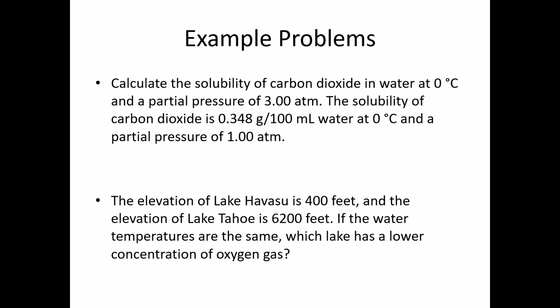Alright, so if Lake Tahoe is much higher in altitude, it's going to have lower pressure compared to Lake Havasu, which is going to have a higher pressure, being closer to sea level. We can determine what we know about the concentration of oxygen gas based on those pressures. Alright, since Lake Tahoe has a lower pressure, it's going to have a lower concentration of oxygen gas as well. Lake Havasu, having a higher pressure, is going to have more concentration of oxygen gas.